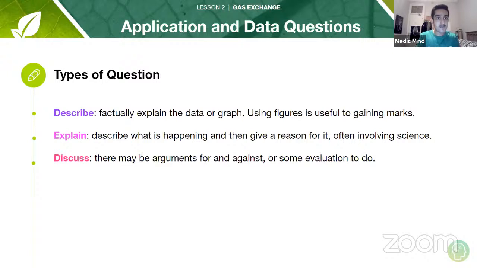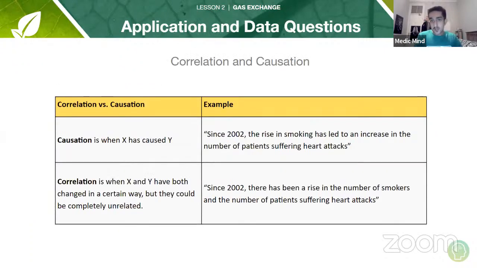And then discuss is, so you'd normally be discussing the validity of a particular kind of hypothesis, and you'd be given data, and what you need to do is talk about some pros, talk about some cons, and give me an evaluation on your overall thoughts. Remember, causation versus correlation, they're not the same. So causation is X causing Y. Correlation is where X and Y could have both changed in a certain way. That doesn't mean that they could be unrelated.